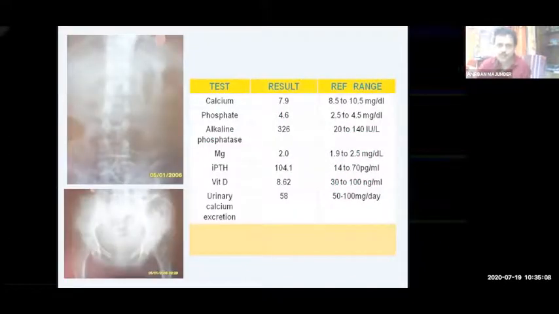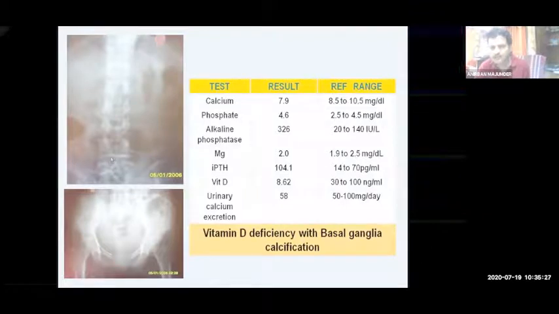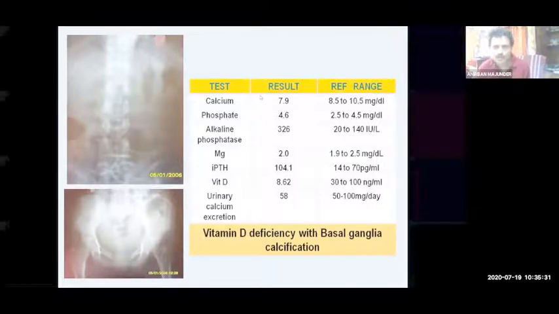Now, we re-evaluated this patient further, which showed that there is low calcium, high alkaline phosphatase, iPTH is high, vitamin D is low. So it means the diagnosis is confirmed. There are hardly any skeletal changes, but the patient has significant vitamin D deficiency, with hypocalcemia, with rise in alkaline phosphatase, with secondary hyperparathyroidism, but with basal ganglia calcification.